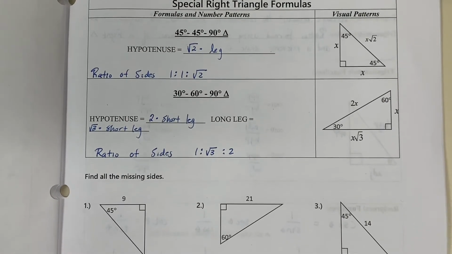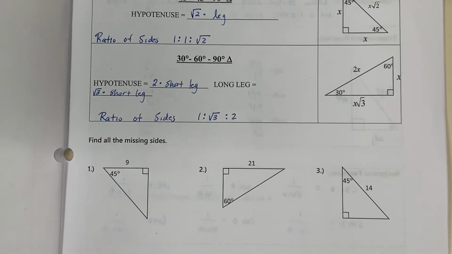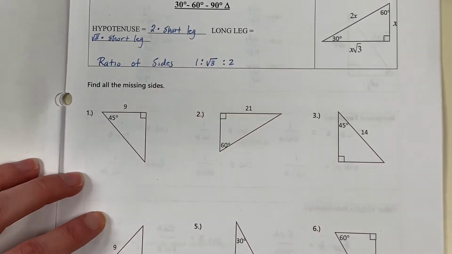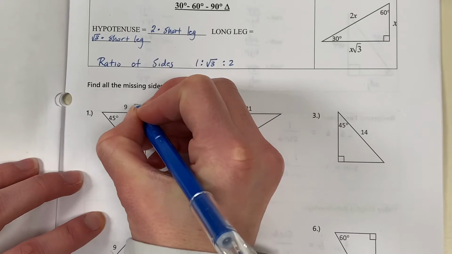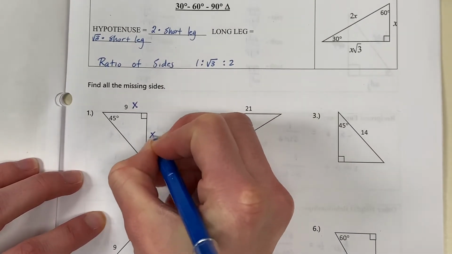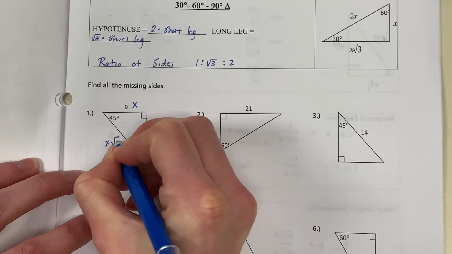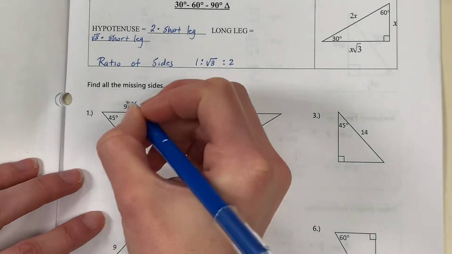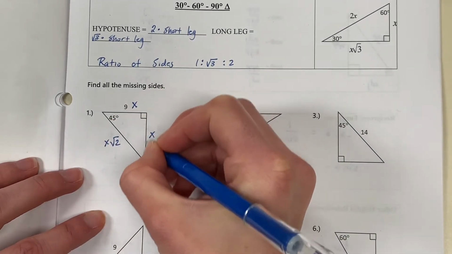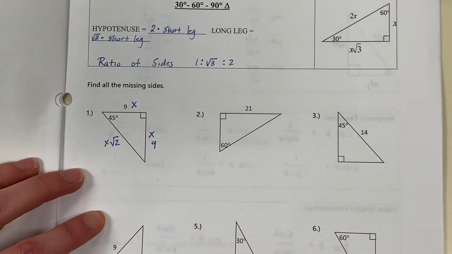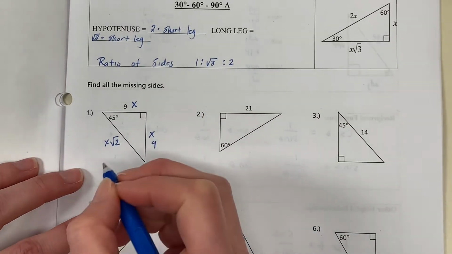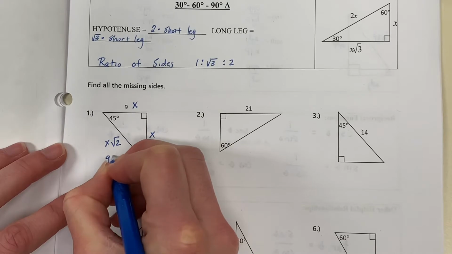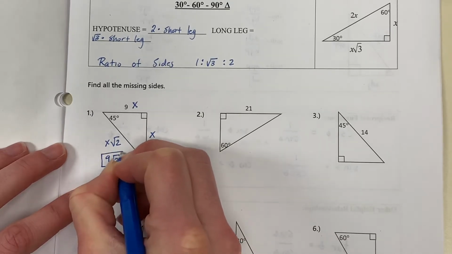In problem number 1, we have a 45-45-90 degree triangle. So what I know is that my two shorter legs are congruent to each other, and the ratio of the sides is x to x to x radical 2. Now, what I know is that x is equal to 9. So if the top side is 9, the side to the right must also be 9. Now, the hypotenuse is x radical 2, so the hypotenuse would be 9 radical 2, since we know the value of x is equal to 9.